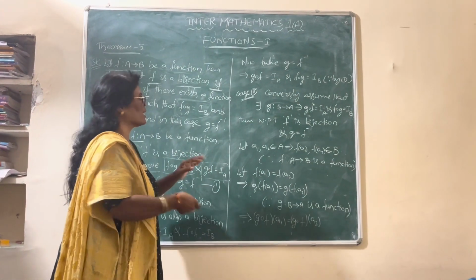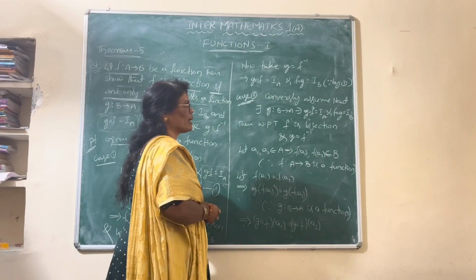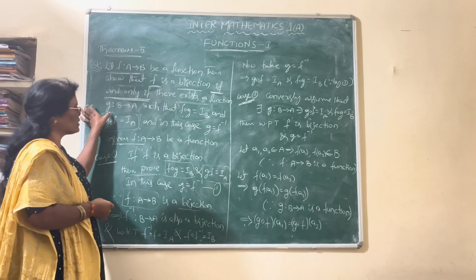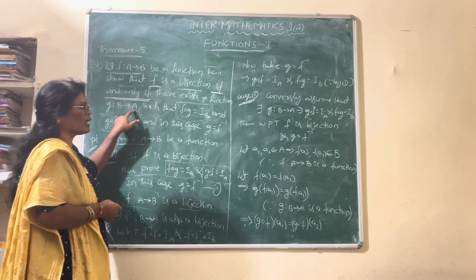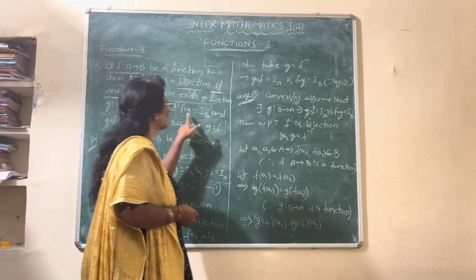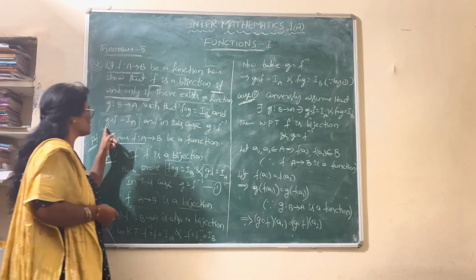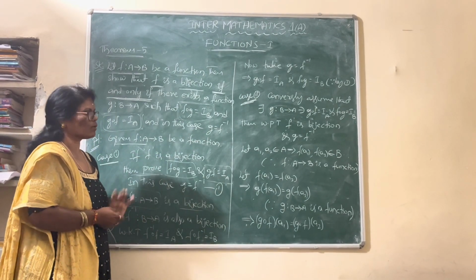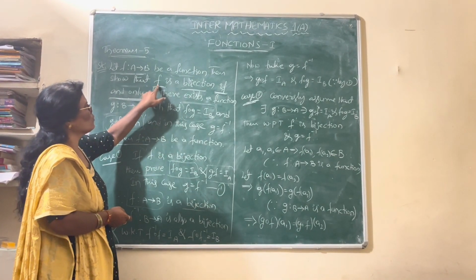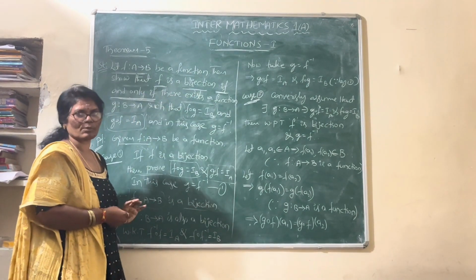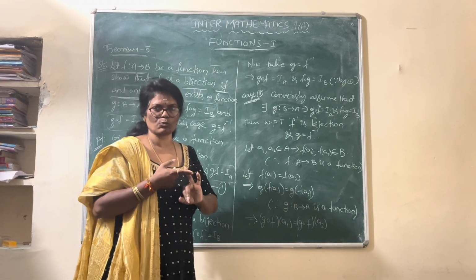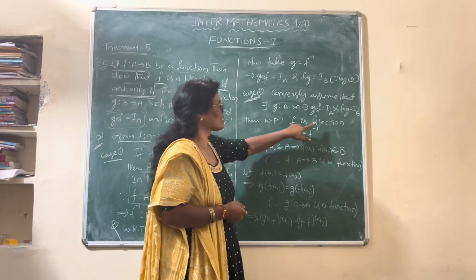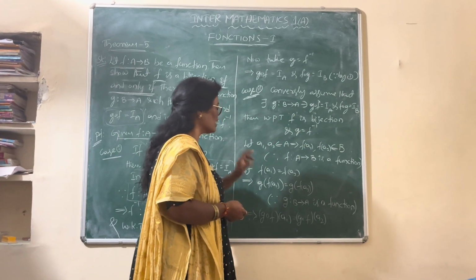In the second case, the converse part, we'll assume that there exists a function g from B to A such that f composite g is equal to IB and g composite f is equal to IA, as given. In this case, g is equal to f inverse also. So by using this, we'll prove f is a bijection. Bijection means it satisfies one-to-one and onto. So we need to prove that f is a bijection, where g is equal to f inverse.